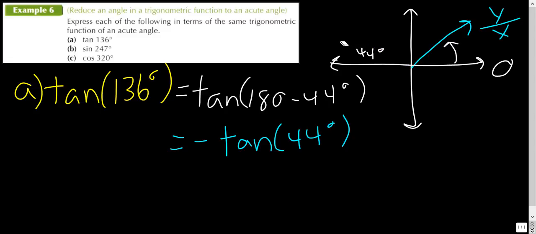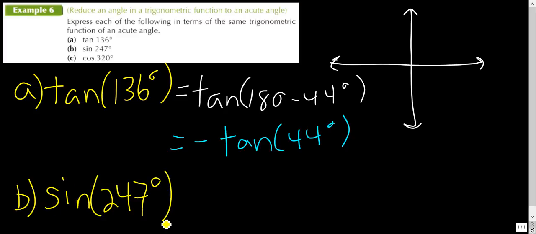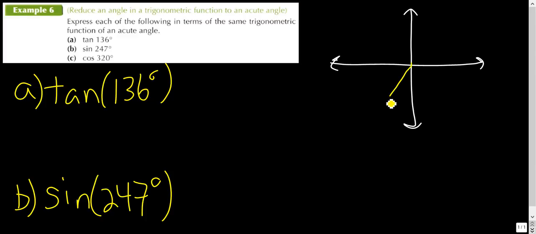So let's look at part B. Part B asks us about the sine of 247 degrees. So 247 degrees, we need to understand, where is that? We start off by drawing where 247 is going to be. Well, it's going to be about down here.